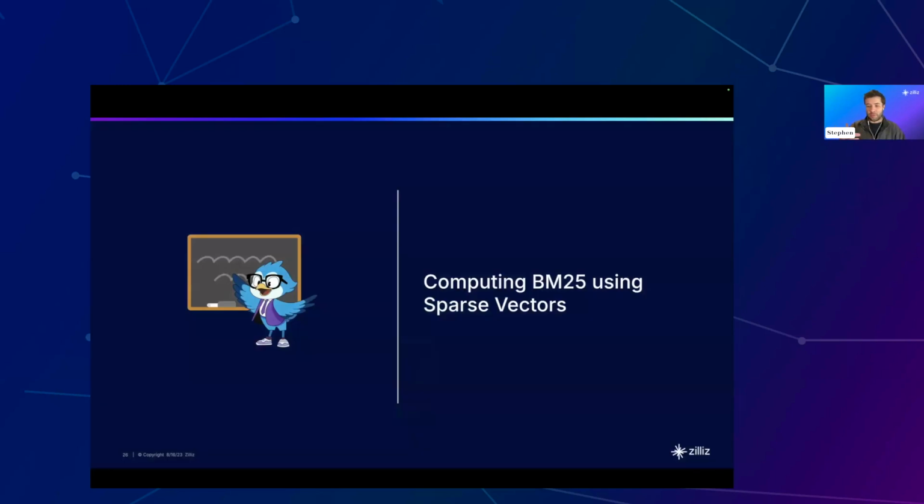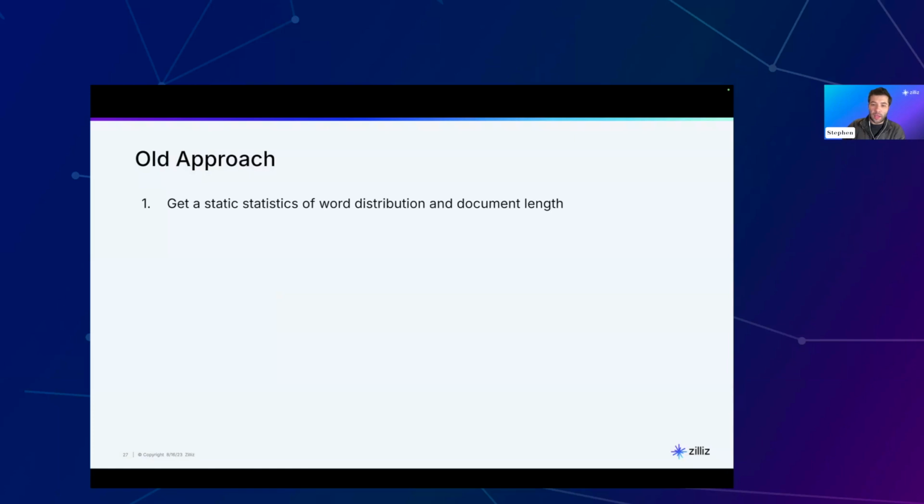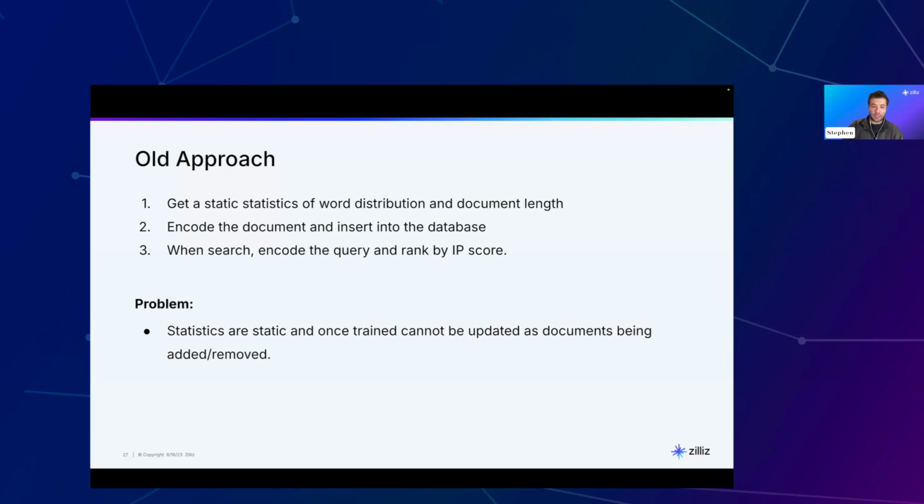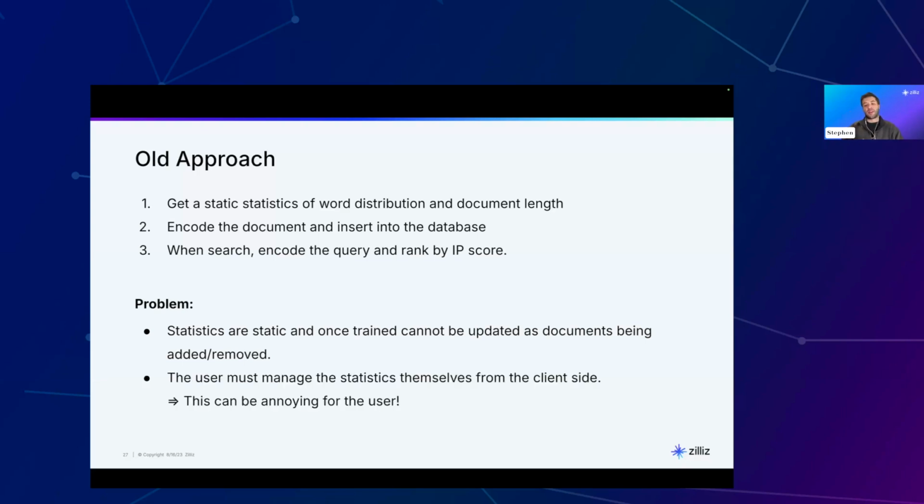So how do we compute BM25 using sparse vectors? There was the old approach: you get statistics of word distribution and document length, encode your documents and insert them into a database. Then when you search, you encode the query and rank by IP score. But the problem is that the statistics are static. Once they're trained, they can't be updated as documents are added or removed. Also, the user has to manage it themselves, which can be a pain, because sometimes you just want to add documents without thinking about that.